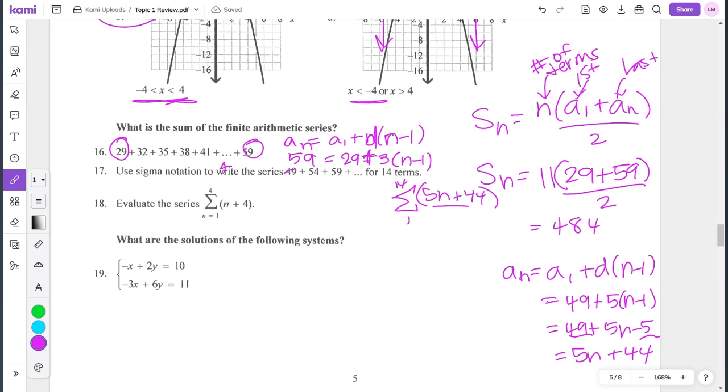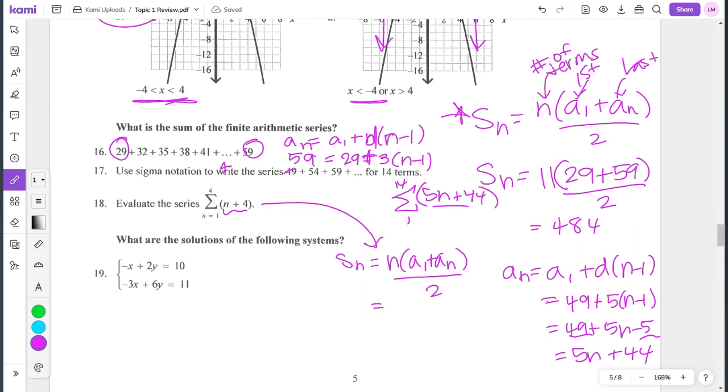All right, to evaluate this series on 18, you can either plug in 1, 2, 3, and 4 to this formula and just add them all together. The shortcut on this, though, remember, is to use this sum formula, right? So I'm going to use S sub n equals n times a sub 1 plus a sub n over 2.